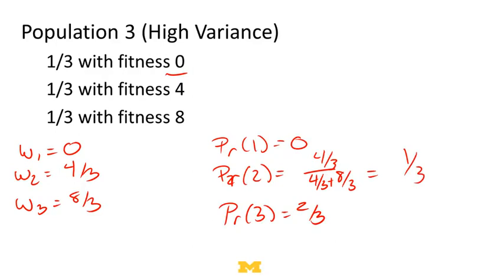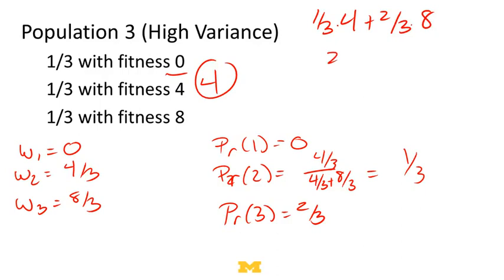So if we compute the new average fitness, remember before the average fitness was 4, the new average fitness is going to be 1/3 times 4 plus 2/3 times 8. So that's 4/3 plus 16, which is 20/3, right? So what we get is the average fitness is then going to be 6 and 2/3.